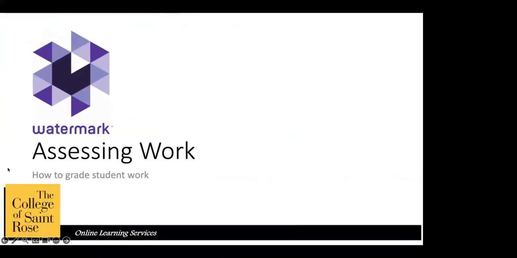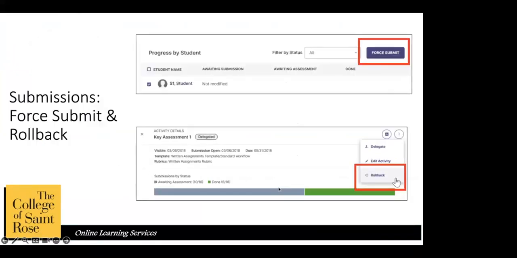All right, so now we're going to go over how to assess student work. On the activity details page, you saw that a student is listed in the awaiting submission column. They've not yet submitted. The awaiting assessment column shows students that have submitted work but have not yet been assessed by an instructor. The done column indicates that the assessment is complete. A couple of different options you have available to you would be to force submit submissions.